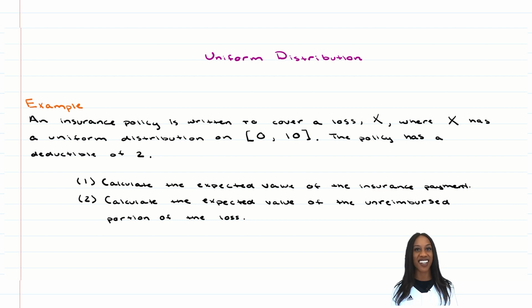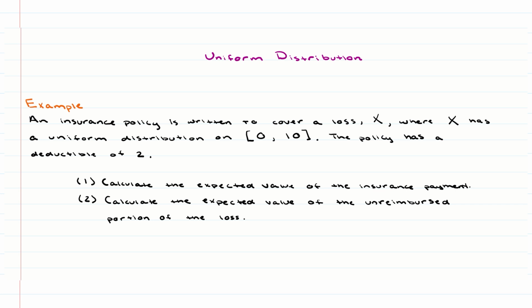All right, now let's take a look at this example. Our example says an insurance policy is written to cover a loss, X, where X has a uniform distribution on the interval 0 to 10, and the policy has a deductible of 2. We're asked to calculate the expected value of the insurance payment, and then we're asked to calculate the expected value of the unreimbursed portion of the loss. Or in other words, how much the insured person would need to pay.